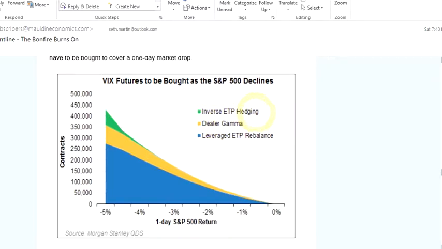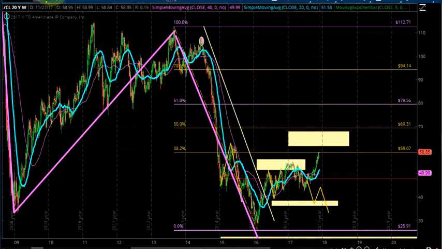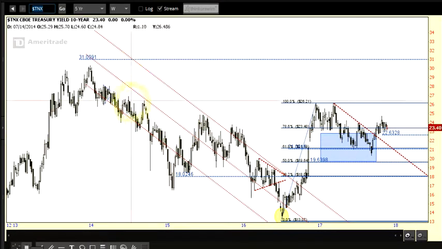Inverse ETP hedging, dealer gamma, and leveraged ETP rebalance. So what's happening here is, let me just show you real quick. If you buy, and I own some of these, so it's not like you shouldn't buy it. You just need to be aware of it if you do buy it.